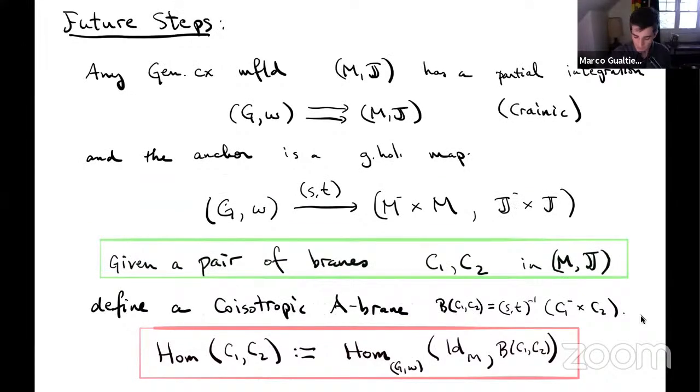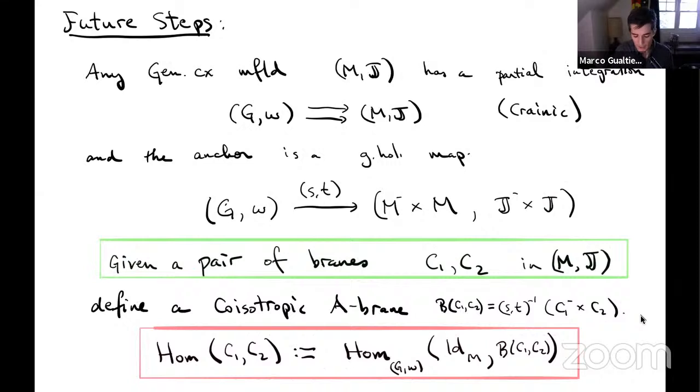Ah, okay, good. So just to conclude, I wanted to indicate some future steps that we hope to explore in the coming years. Any generalized complex manifold, through the work of Crainic, we know that it has a partial integration to a real symplectic groupoid. So there's a real symplectic groupoid sitting over any GC manifold. And if we take the source and target together and produce what's called the anchor map from the groupoid to M cross M, it turns out that this map is a generalized holomorphic map. It relates the symplectic structure on the left to the generalized complex structure on the right.